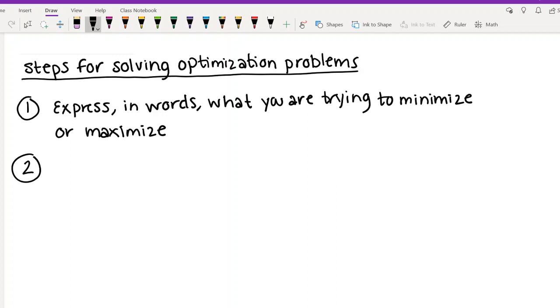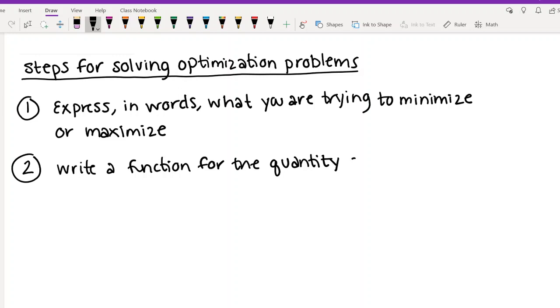So the second step is going to be to write a function for the quantity that you described in the first step. Whatever it is that you're trying to maximize or minimize, you need to be able to write that down as a function. And so again, to talk about the previous question that we just did, we were given a function, but maybe if we weren't given it, you would have to somehow cook up, what is that function? What is the function that tells me the height of this thing?